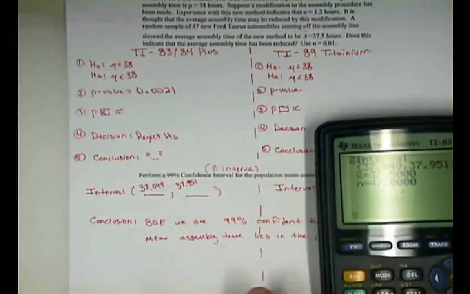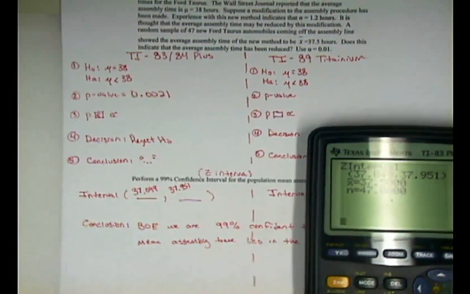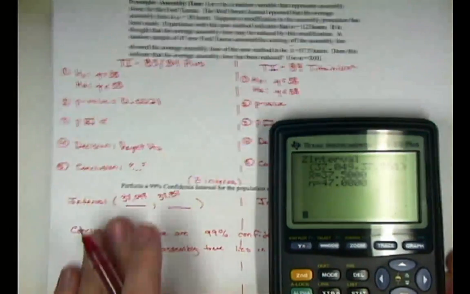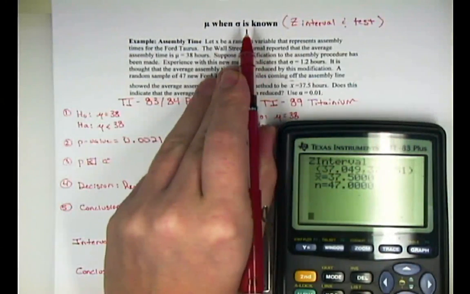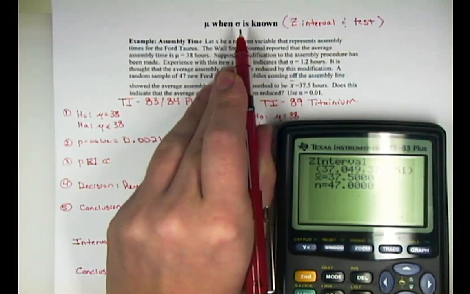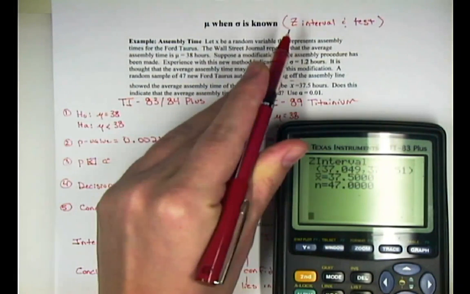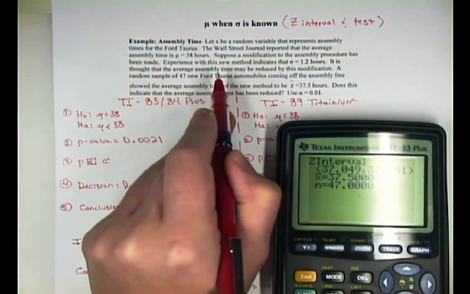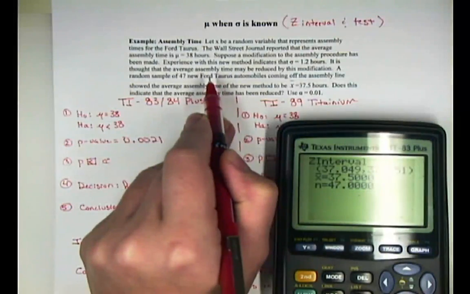This calculator really can make hypothesis testing and confidence intervals very easy for you if you have the correct assumptions. So be very careful that you're using a z-test and a z-interval when appropriate. If you use the wrong one, you're going to get the whole problem wrong. Okay? So be careful on that.